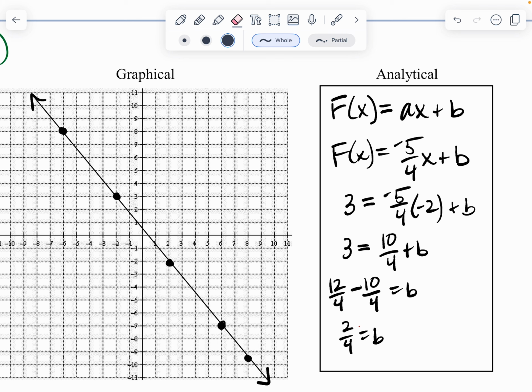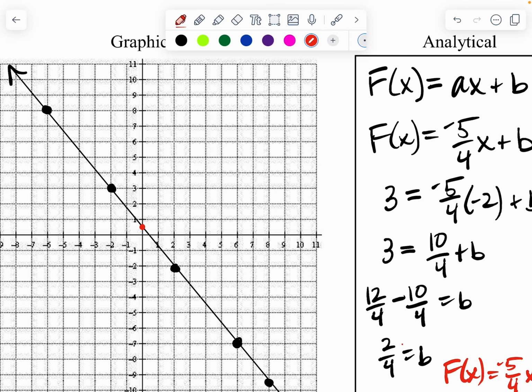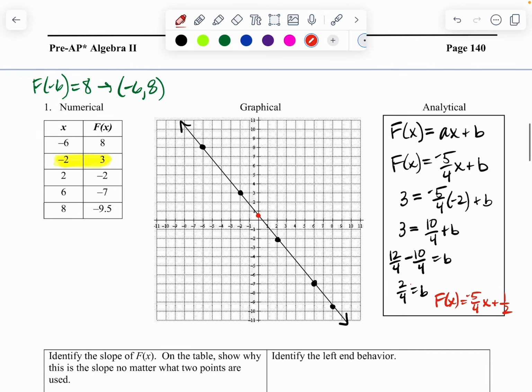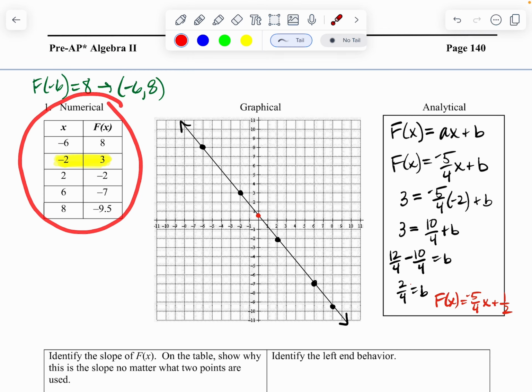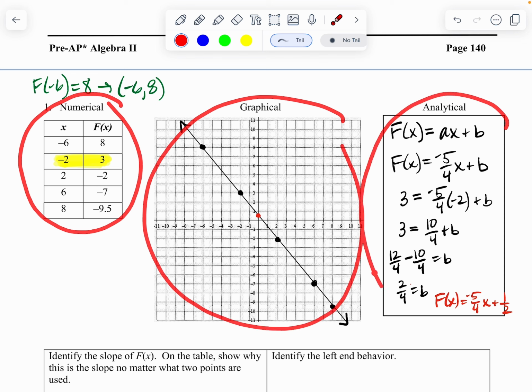All right, so now I can rewrite my equation. My analytical equation is f of x equals negative 5/4 x plus 1/2. We now know for sure that it's crossing at 1/2. Perfect. Okay, so now we have all 3 representations. We've got numerical, we've got graphical, and we've got analytical.